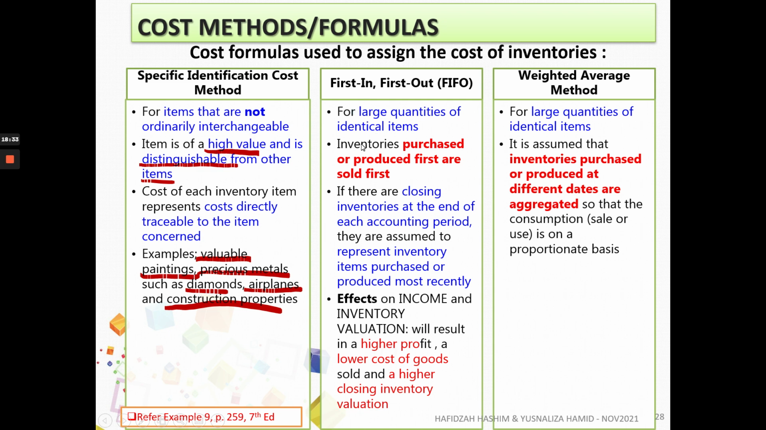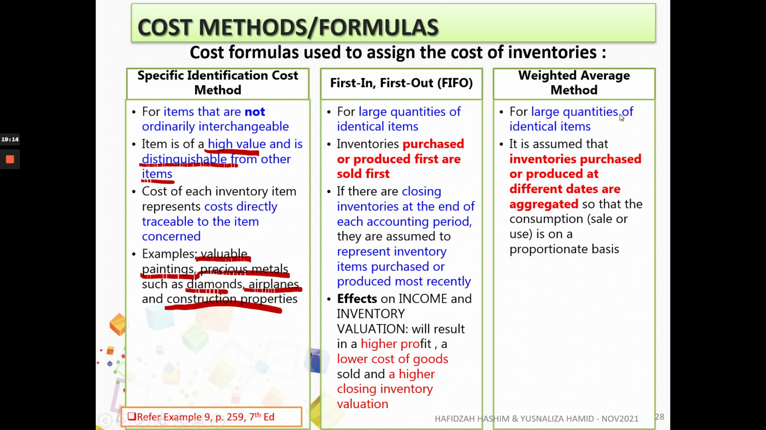For the first in, first out, I think this is quite familiar. This is for large quantities, where items that were purchased first are sold first, and if there are closing inventories at the end of the year, they are assumed to represent the inventories that were purchased most recently. The effect on the profit and inventory valuation is that this will result in a higher profit, lower cost of goods sold, and higher closing inventories. So these were what you have done before, and we're just doing a kind of revision.